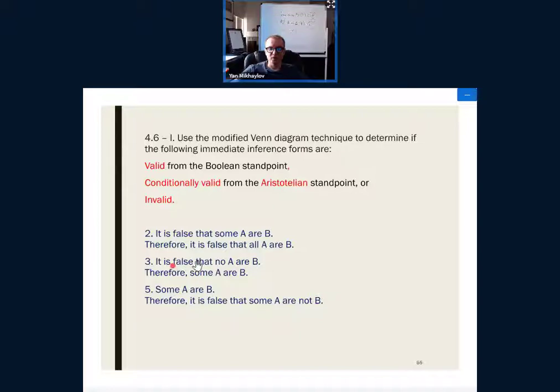So think about it: it's false with no A or B. No A or B would be what? Shading in the middle, but it is false, so what's in the middle? X is in the middle. How about this one? So what's the answer for 3? Can you say it already? You have X here in the middle, and here you definitely have X in the middle because it's not false. So is it valid? Yes, it is valid.